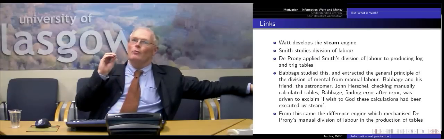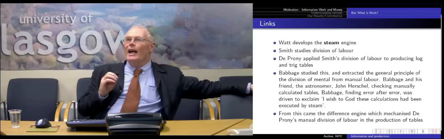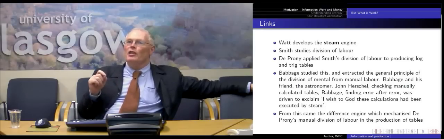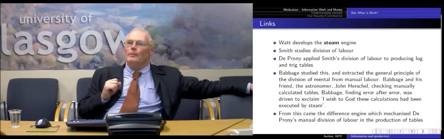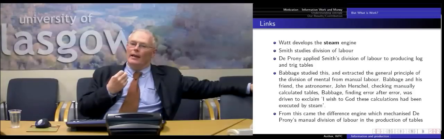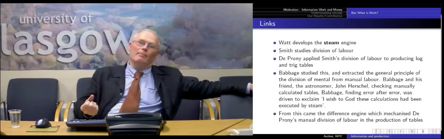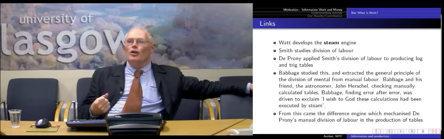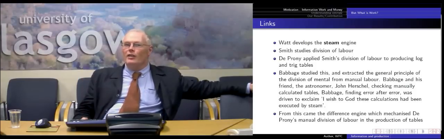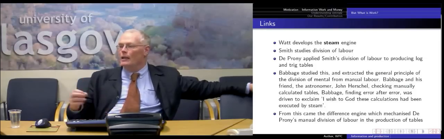Now, Babbage was a professor of maths, and he studied this general principle of the division of mental from manual labour. And he kept finding that in these log tables, which had been prepared by hand, there were lots of errors. And he exclaimed to his friend, the astronomer John Herschel, "I wish to God these calculations had been done by steam." And from that idea, he proceeded to invent the difference engine, which mechanized de Prony's manual division of labour in the production of tables.